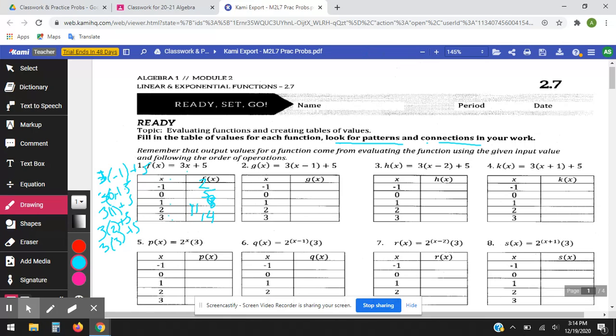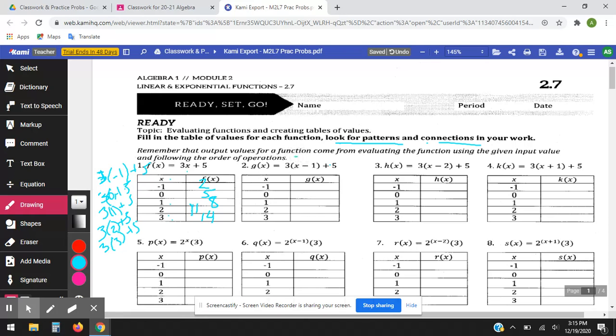So this side is filled in. Make that 8 just a little nicer. That bothers me. All right, so now we're going to do it on this one. So notice the difference between these. This is 3x plus 5. This is 3 times x minus 1 plus 5. So very similar. Let's see how it affects their answers.